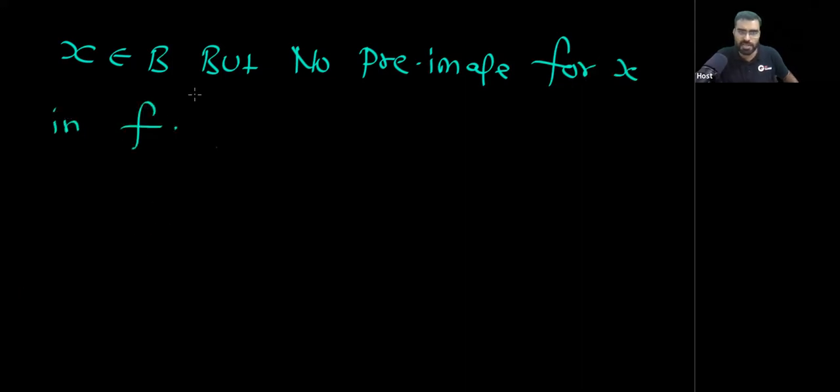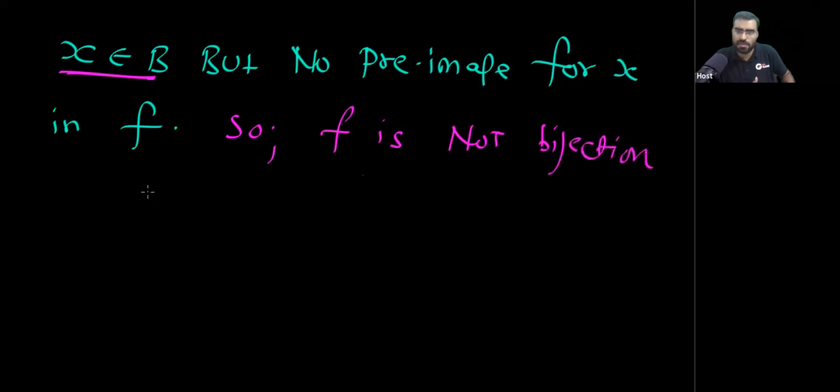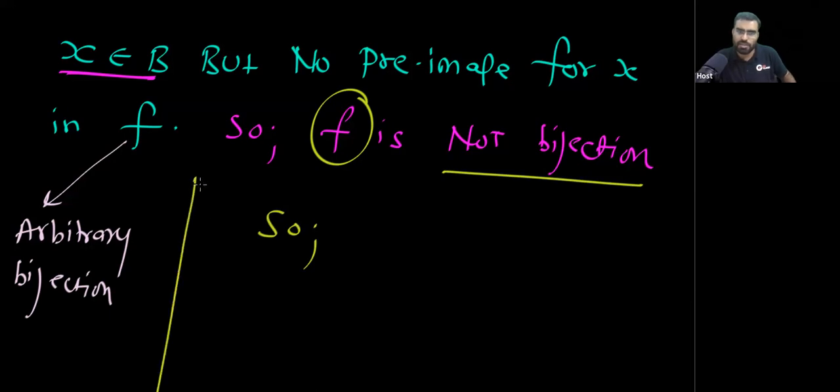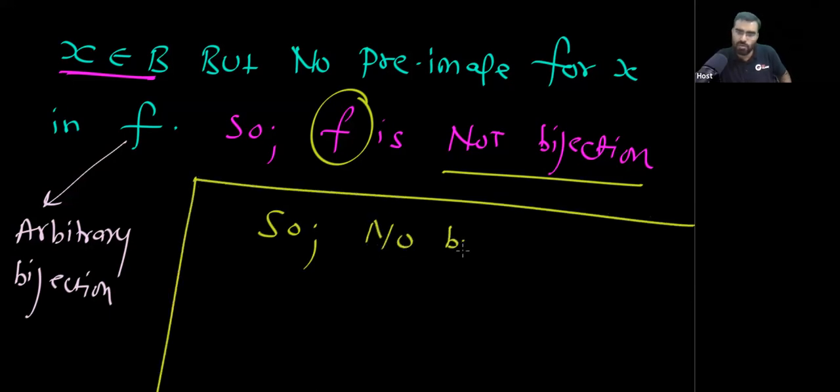Okay, you did not cover this X. So I can say that F is not a bijection. Yes or no? Correct? And remember, F was an arbitrary bijection. We took an arbitrary bijection, and for this we are saying that F is not a bijection. So what does that mean? That means there is no bijection. So no bijection exists between N and B.